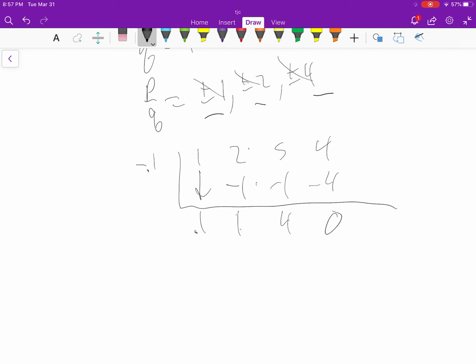And the reason I did it this way is because this will give us a factor. So we have x plus 1 and then x squared plus x plus 4.